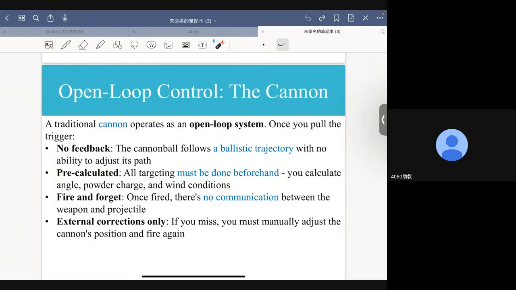All targeting operations must be prepared beforehand. Once you start operations, forget about it. You forget everything, because there is nothing you can do. If you really want to do something about it, you have to do it afterwards. You have to do external correction only. That is, if I miss, I must manually adjust the cannon's position and fire again. As you can see, this is not very efficient.